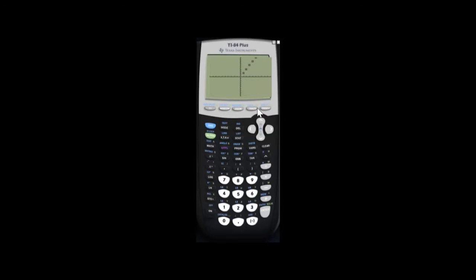If you hit zoom 9, that gives you the statistical zoom, which will have our screen nice and maximized. So we don't see all 4 quadrants, we just see the points we're interested in. And as you can see, these points are in a straight line. They have a y-intercept of 0 and a slope of 2.